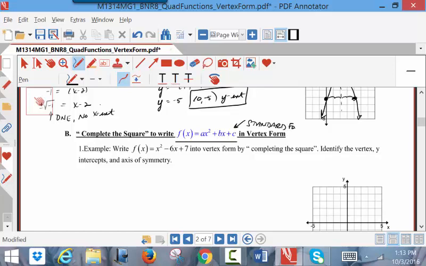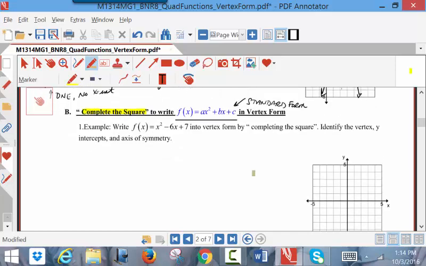In standard form, I can tell you if it opens up or down, but I can't look at an equation like that and tell you what the vertex is, which in turn gives me the axis of symmetry and all kinds of stuff. So I have to have a method of converting this equation in standard form to vertex form. The method is called complete the square. Completing the square is the way that we take an equation in standard form and turn it into vertex form so I can get a lot of information from it.